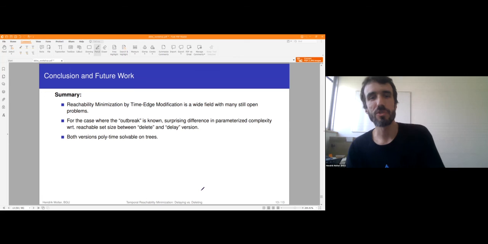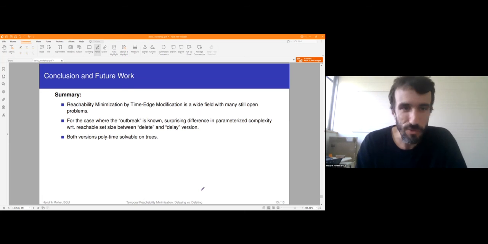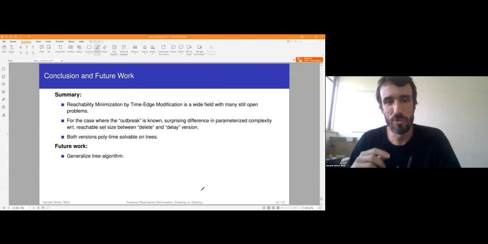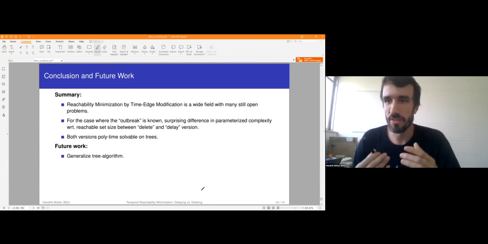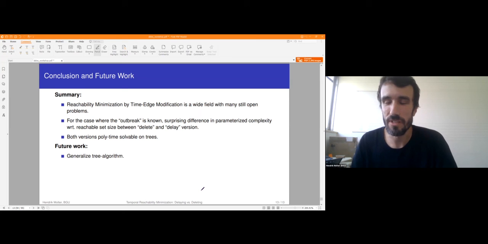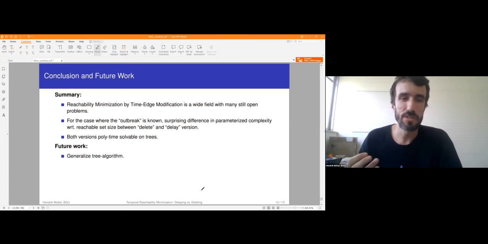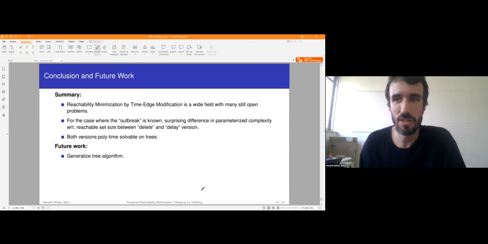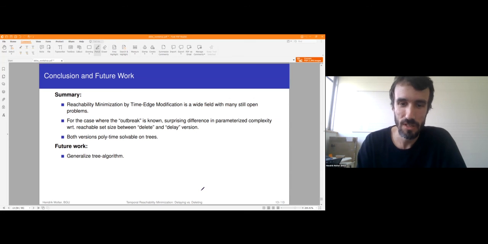And for both versions, we have a polynomial time algorithm if the underlying graph is a tree. And so just one future work that we are currently working on: having an algorithm for trees always raises the obvious question, can you generalize this to bounded treewidth or something similar? This is a question that we are trying to figure out at the moment.